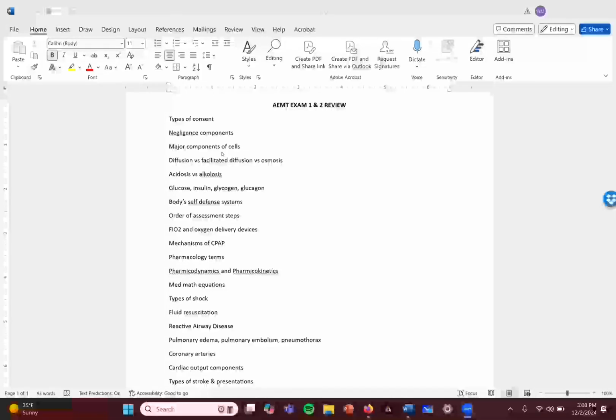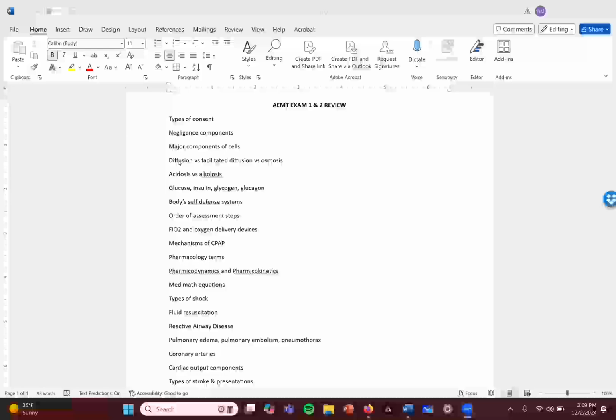Major components of the cell: know kind of what the nucleus is doing, what the ribosomes are doing, and understand where we're getting the ATP production and all of that done. So the mitochondria. Diffusion, facilitated diffusion, osmosis. Diffusion is high to low.